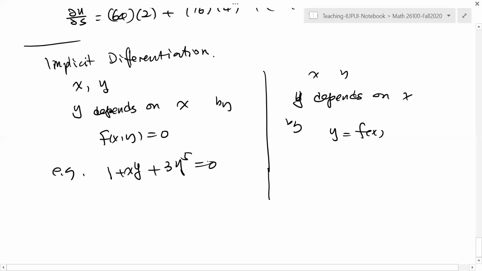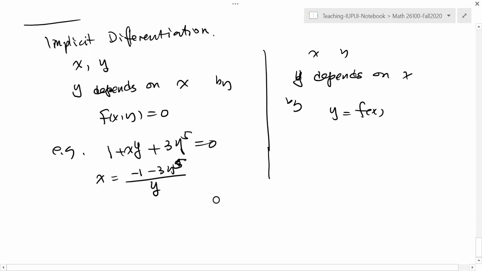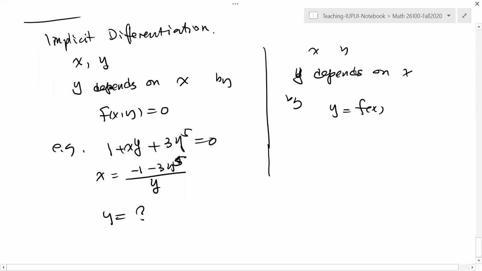So Y depends on X, but actually X also depends on Y. The dependence of X on Y is much easier to understand, but the dependence of Y on X is much more difficult. If I want to find X, I can do that. I move the 1 and the 3y to the fifth to the left, and divide by y. So X depends on Y, clear. But Y depends on X, and you don't know. It's impossible to solve for Y in terms of X. You cannot express Y in terms of X using elementary functions.